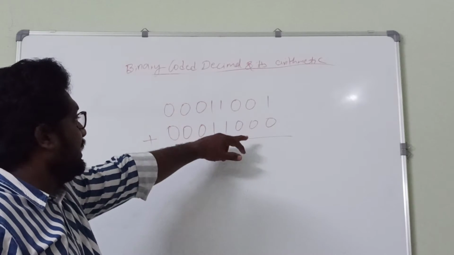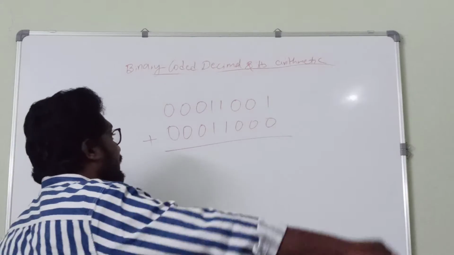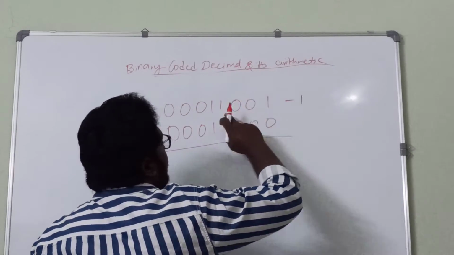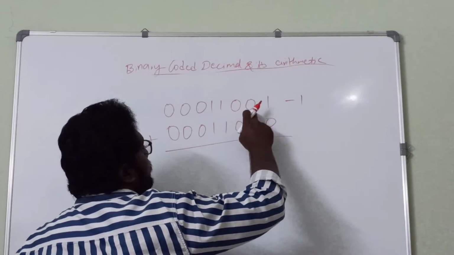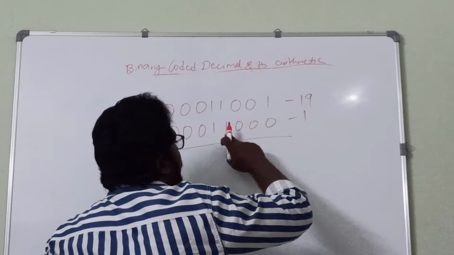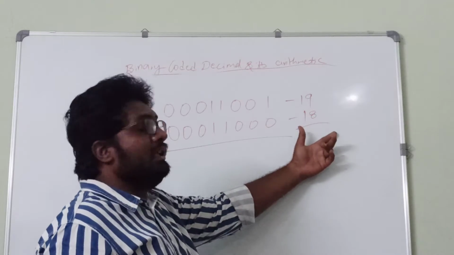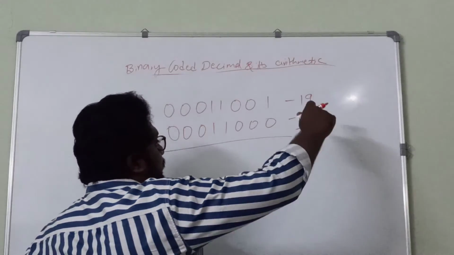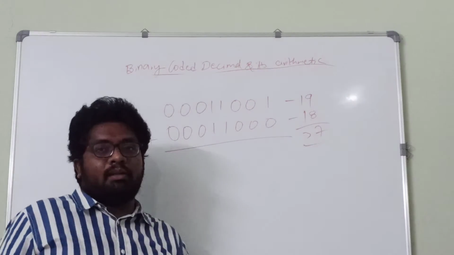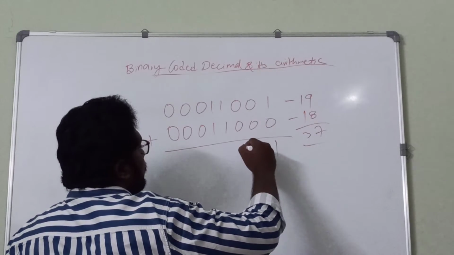So let us obtain the decimal equivalent for these binary numbers. 0 0 0 1 is 1, and the rightmost nibble 1 0 0 1 is 9. Here 0 0 0 1 is 1, and 1 0 0 0 is 8. On adding both, 19 and 18, we need to get the value 37.